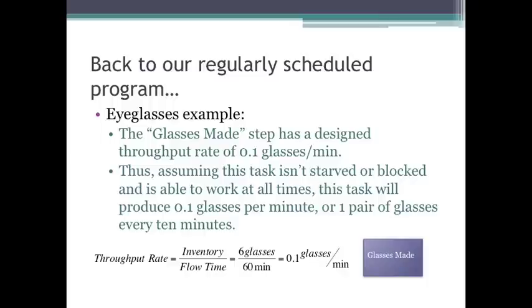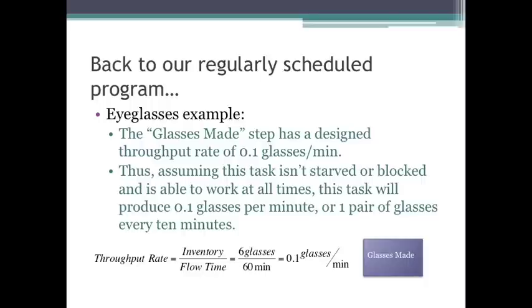Now, suppose we want to improve our process. Well, we have inventory of 6 glasses. We can work on up to 6 glasses at a time. We have a flow time of 60 minutes. So, assuming that the task isn't starved or blocked, that means that we can produce 0.1 glasses a minute, or 1 pair of glasses every 10 minutes.